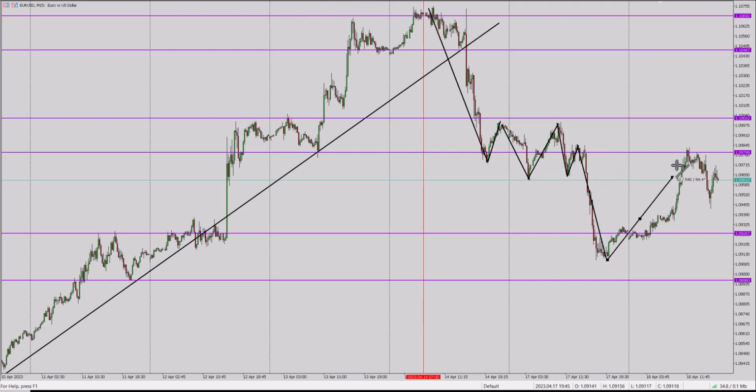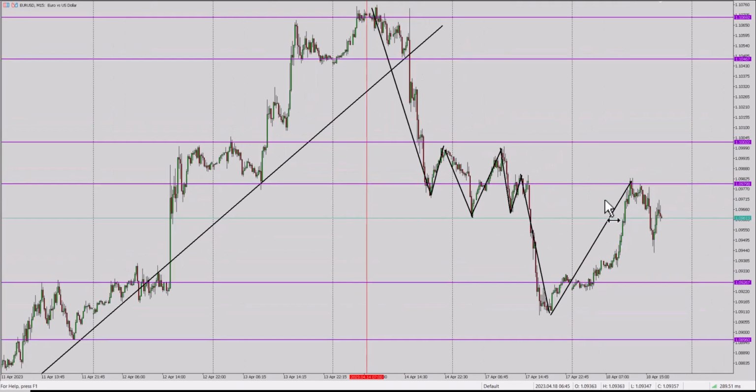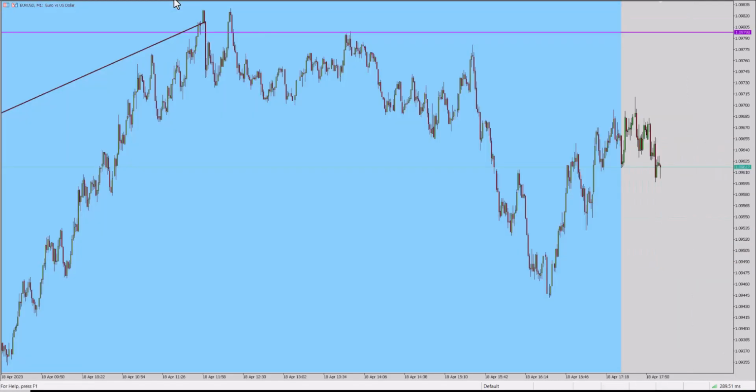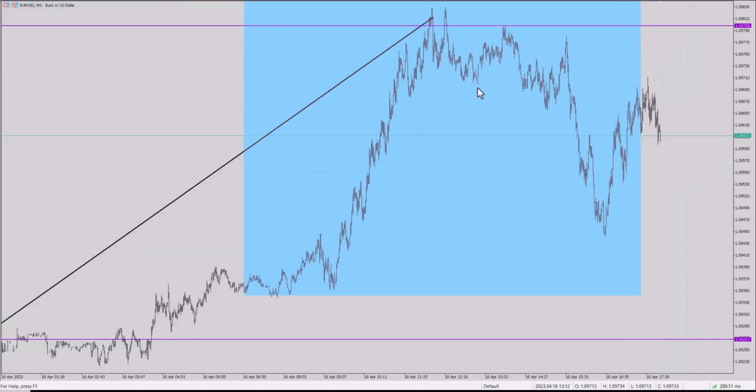and then it comes back up here. We are at this day here. So we're gonna take a trade around this area. So we go to the lower time frame. As you can see, we are in this area now. So let me delete this box.